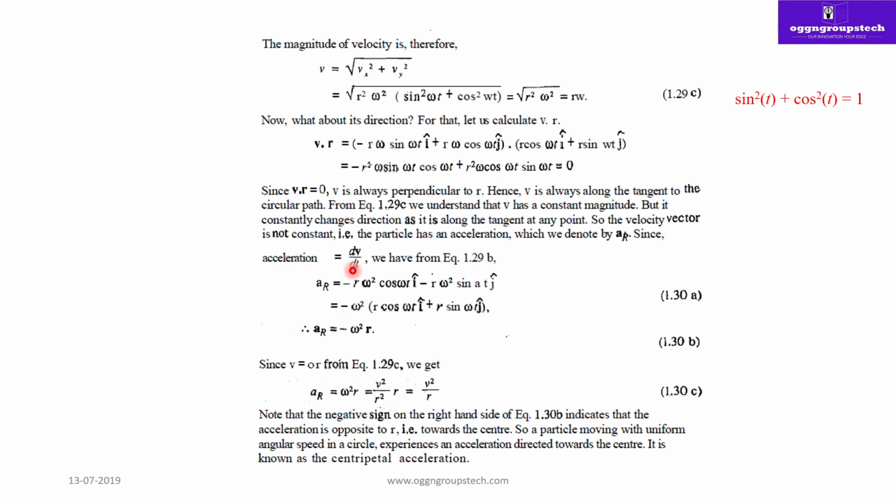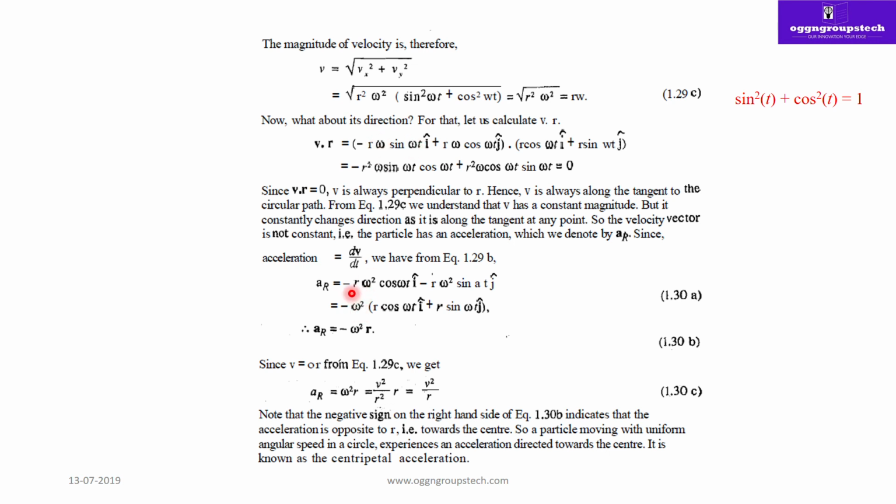Acceleration is dv by dt. So we know the formula for v, and we'll substitute that v here. Let us say a_r is the radial acceleration. So a_r is equal to minus r omega square cos omega t i cap minus r omega square sin omega t j cap. Now how did it come out to be omega square? We got omega square because previously we had omega, and finding the derivative again gives one more omega.